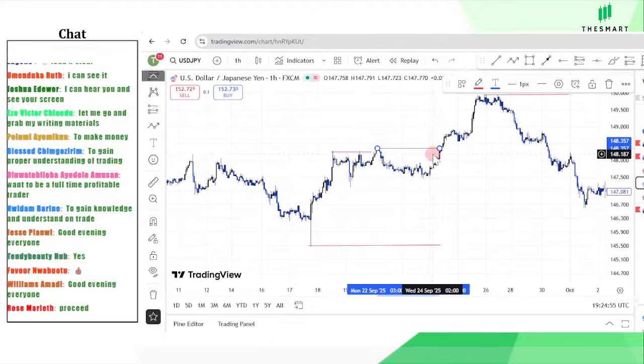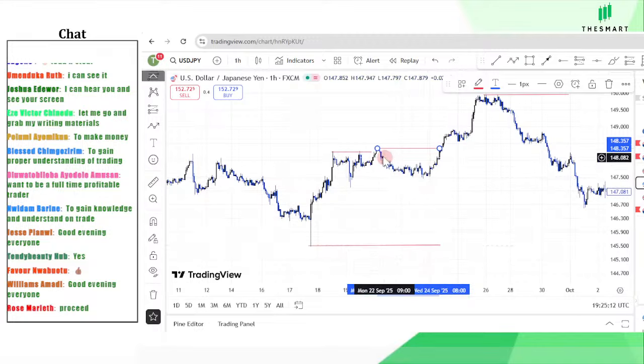After having this new high, what was the next thing you want to see? You want to see either price retracing or price continue. It has to take out this high. Whatever this price is doing, the price shouldn't take out this low.